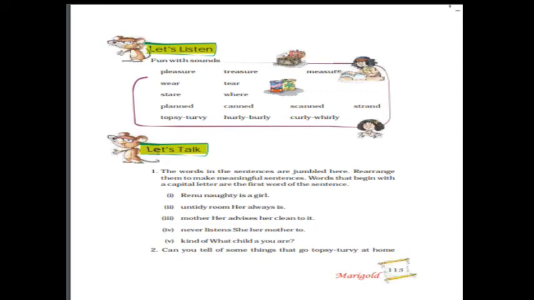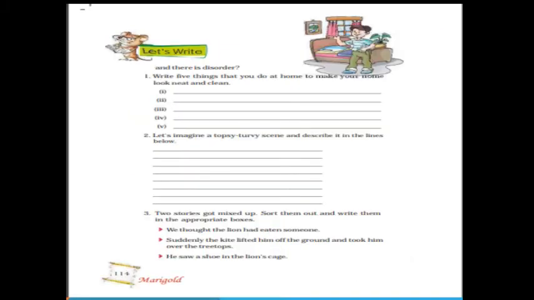The words in the sentence are jumbled here. Rearrange them to make a meaningful sentence. Like, Renu naughty is a girl. Children, this you have to do by yourself, okay, and post it in the group. This I am not going to tell you. This is a jumbled sentence which you have to form into a meaningful sentence. Try to do it by yourself. Moving on to the next one.